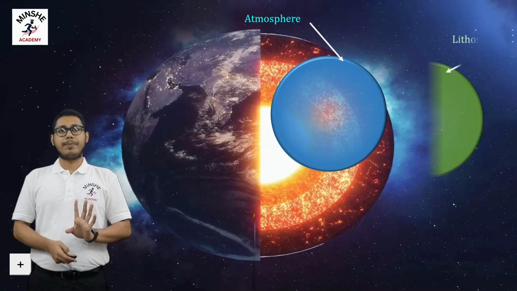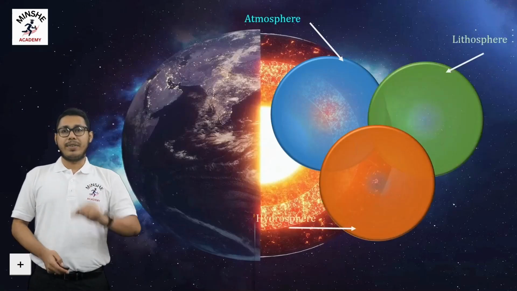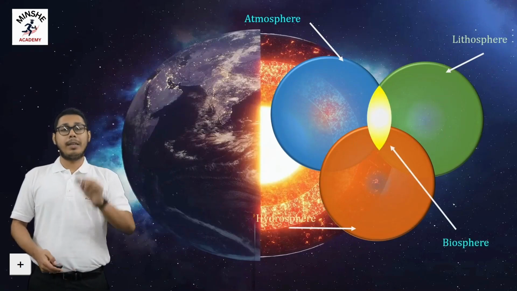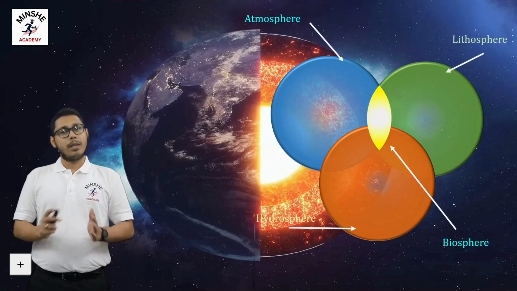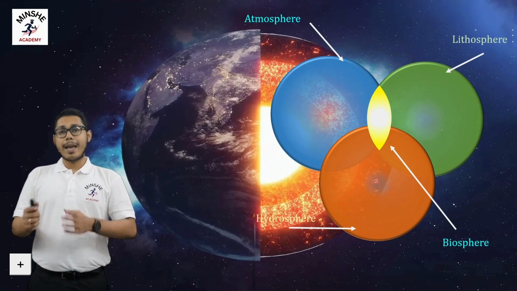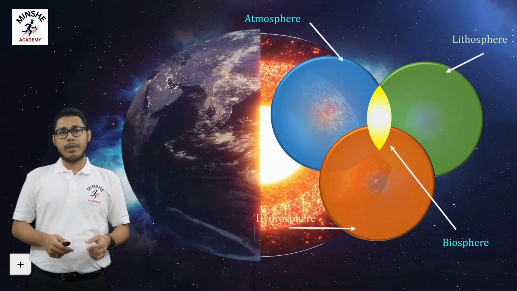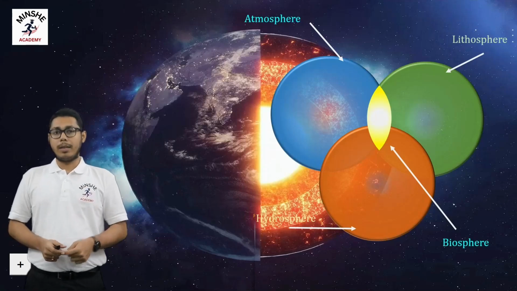The atmosphere, the lithosphere, and the hydrosphere. And the intersection where it is happening is in the biosphere. Clear? So these are the four realms. Now in this chapter, as we are talking about the structure of the earth, among the various realms, what is the most important, you think?